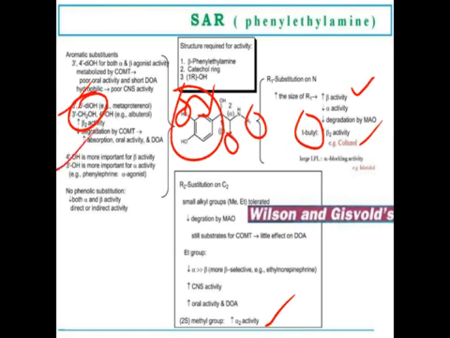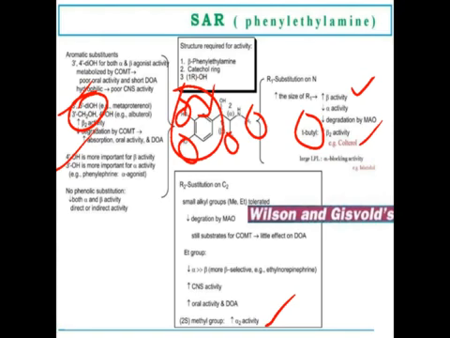Here you can find out if only the 4 hydroxy group is present, it will be important for the beta activity. If we remove the 4 hydroxy group and maintain only the third hydroxy group, then it becomes more alpha activity. And if we remove both the hydroxy groups, what happens? It will decrease both the activities, that is the alpha and beta receptor activity. So these are, in short, the SAR for the phenylethylamine.